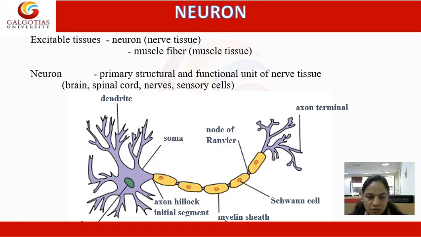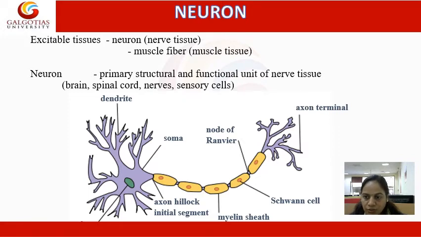What are the parts of this particular neuron? The parts of a neuron are the dendrites. You can see this is the soma, this is the node of Ranvier, these are the axon terminals, these are Schwann cells, and this is the myelin sheath above these particular cells. This is the axon hillock. We have already discussed that every cell is covered by a particular membrane, which is also called a cell membrane. Here we can call it the myelin sheath. Axon hillock, and this is the initial segment. You can see the center of these particular dendrites. This is the structure of a neuron.